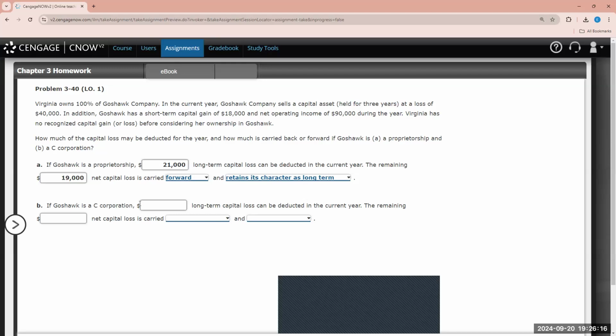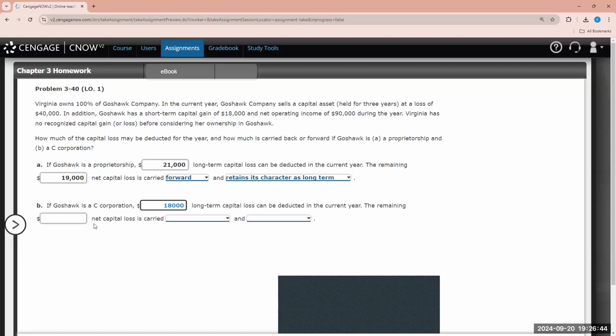Now for B, it says, if GoShock is a C corporation, how would we account for it? So in such case, if GoShock was a C corporation, $18,000 of the long-term capital loss would be deducted. How do we know that? We know that because $18,000 represents the capital gain, and we know that capital losses for corporations are limited to the extent of the capital gain. So losses are limited based on the capital gains.